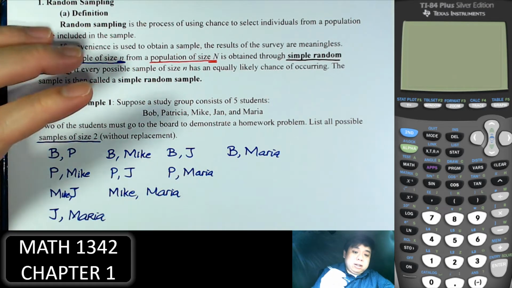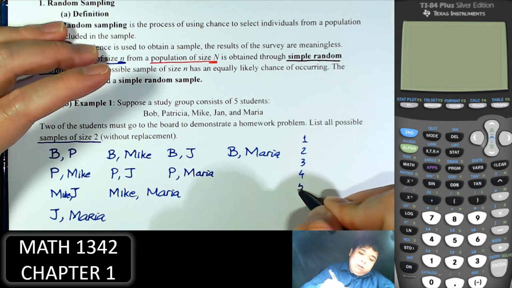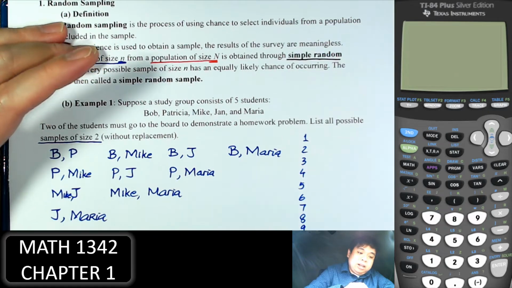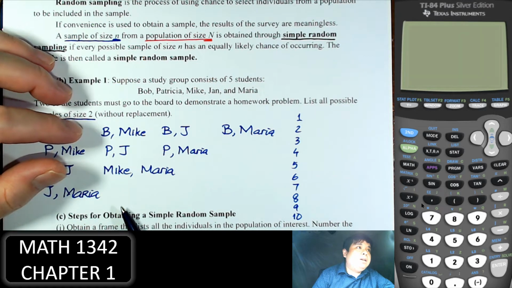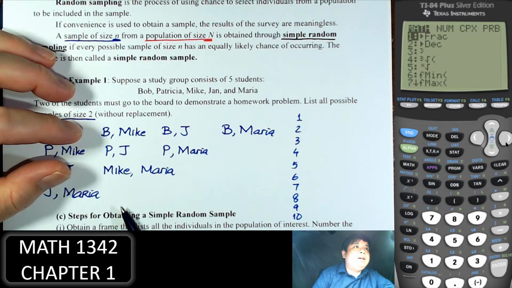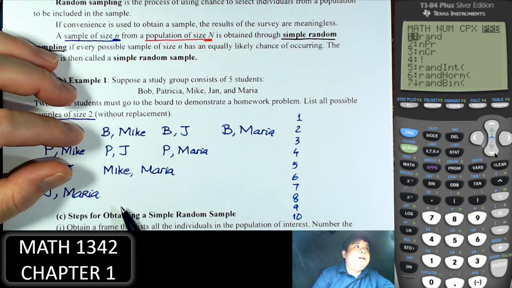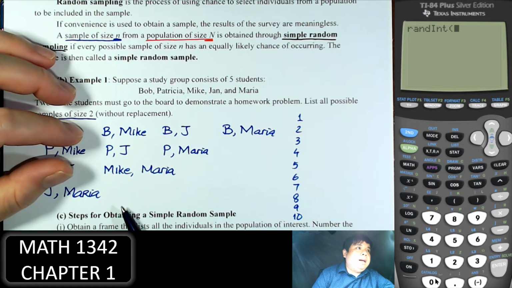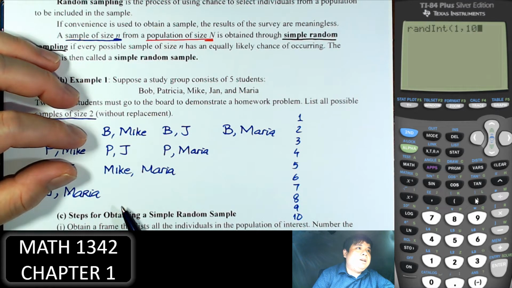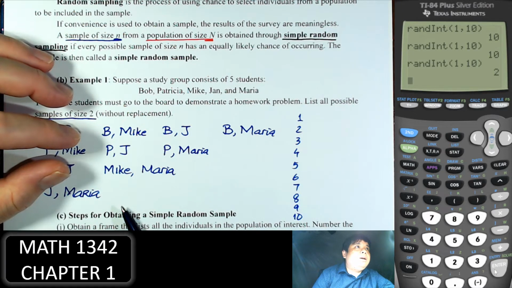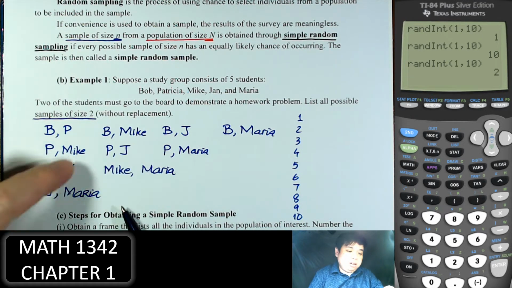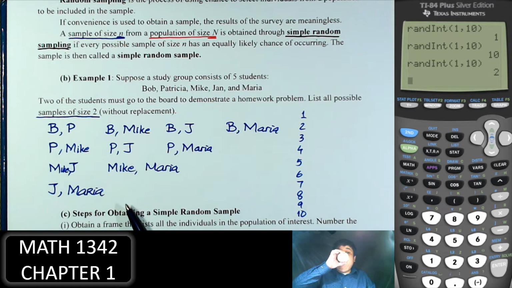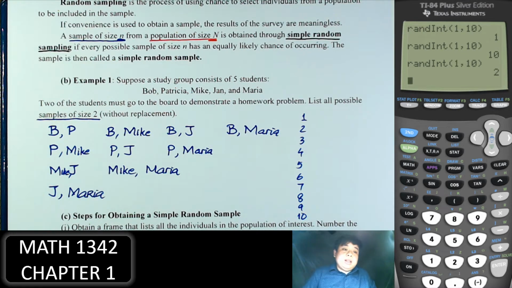Now, if we want to pick them, we can put the numbers 1 through 10 associated with each one of them, and we pick a number randomly. A way to do that on the calculator: hit math, probability, and choose random integer, from 1 to 10. You see, I just picked a number randomly from 1 to 10. Then we look up the combination that we have. That is simple random sampling.